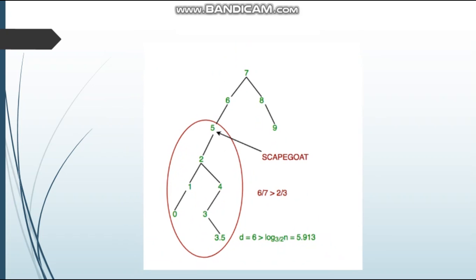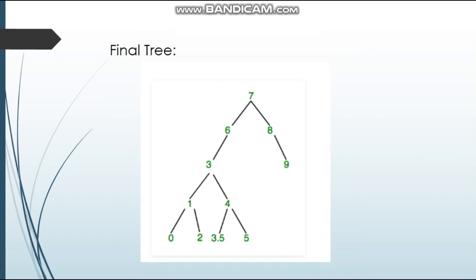Now size of node 2 and size of node 5 results in 6 by 7. Since size of node 2 is 6 and size of node 5 is 7, 6 by 7 is greater than 2 by 3, which fulfills the condition of scapegoat. So we stop here and hence node 5 is a scapegoat. Finally, after finding the scapegoat, the rebuilding process will be taken at the subtree rooted at the scapegoat, that is at 5, and finally the final tree will be obtained.